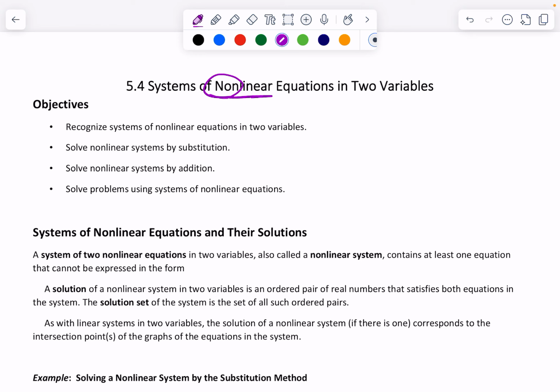So, systems of nonlinear equations and their solutions. A system of two nonlinear equations in two variables, also called a nonlinear system, contains at least one equation that cannot be expressed in the form ax plus by equals c. So, if it's two variables, one of them can be in this form, the other one cannot.